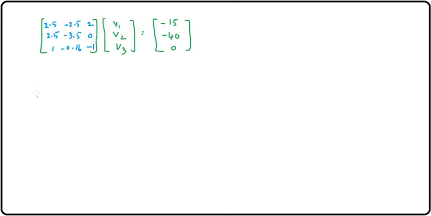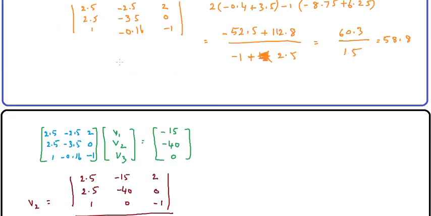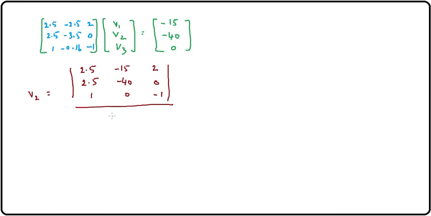Now we are trying to find out V2 here. So V2 is equal to the modulus of 2.5, 2.5, 1, and the second column should be replaced with the constant column, that is minus 15, minus 40 and 0, and this is 2, 0 and minus 1, divided by the same matrix, whose value was already found to be 1.5. So let me go ahead with the third column.